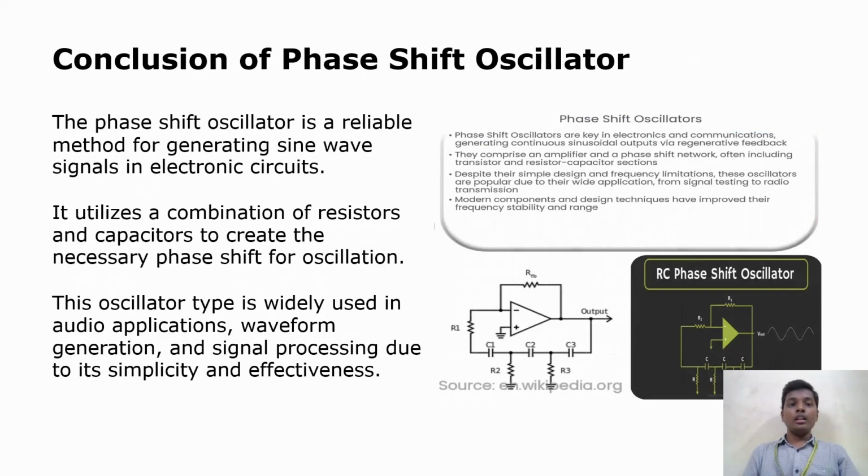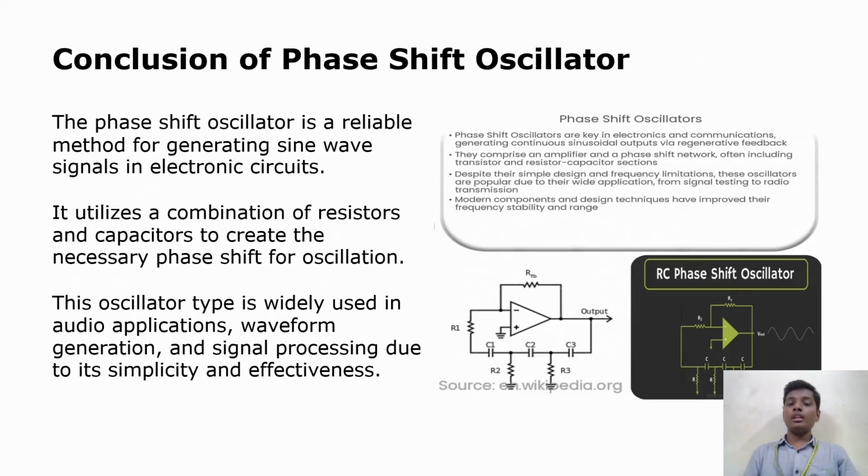Conclusion of phase shift oscillator. The phase shift oscillator is a reliable method for generating sine wave signals in electronic circuits. It utilizes a combination of resistors and capacitors to create the necessary phase shift for oscillation. Phase shift oscillators are key in electronics and communications, generating continuous sinusoidal outputs via regenerative feedback.